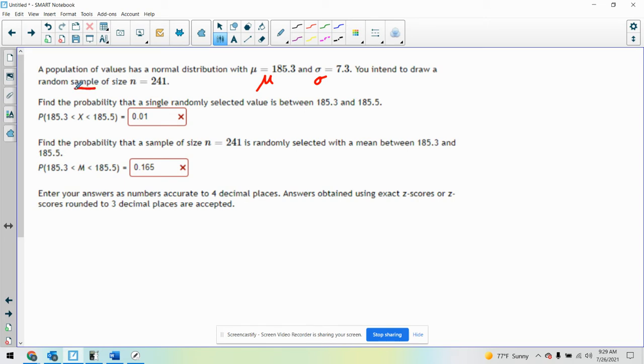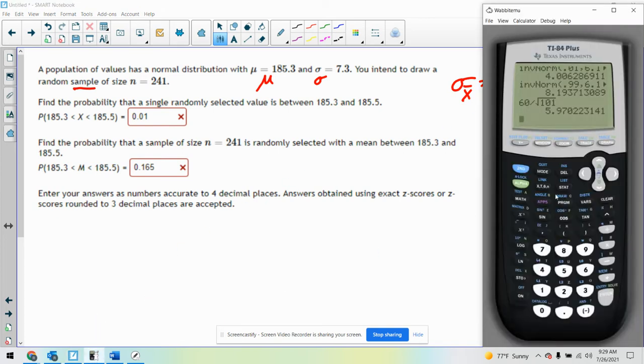So whenever you see a sample, when we plug this stuff into our calculator, sigma is going to look a little different. We're going to use a sigma for a population. Sigma for a sample is going to be equal to sigma over the square root of the sample size. So I'm just going to dive into the calculator.